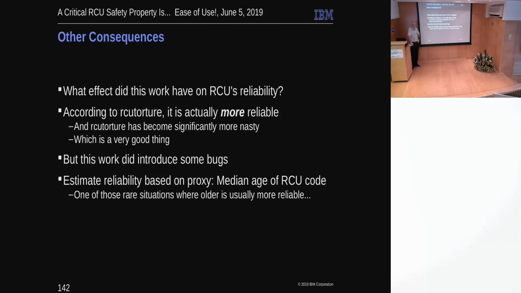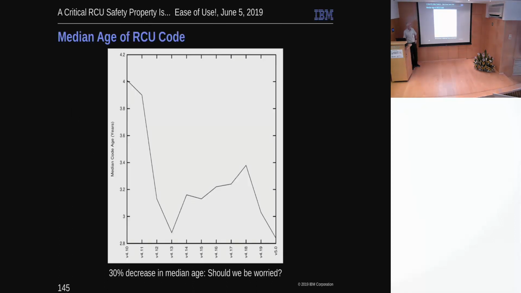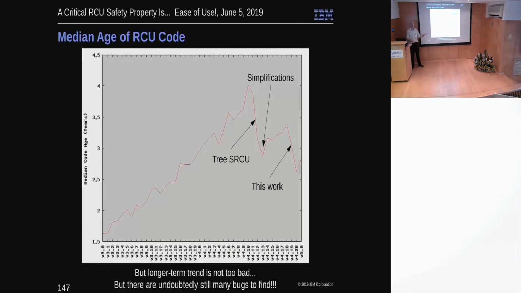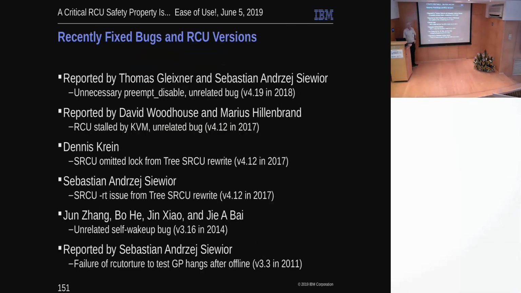One way is to do an estimate based on age of the code. The older the code, it might be more reliable. That's a heuristic, but a useful one. And a couple of years ago, we were at 4 years median age of line of code. So half the lines of code were older than 4 years, half younger. And as of 5.0, we were below 3. A 30% decrease, which might be some reason for concern. If you kind of stand back and take a longer-term view, it doesn't look quite as bad. In 2011, the median age was like 1.6 years, so we're almost double that. But there's still probably some bugs to find.